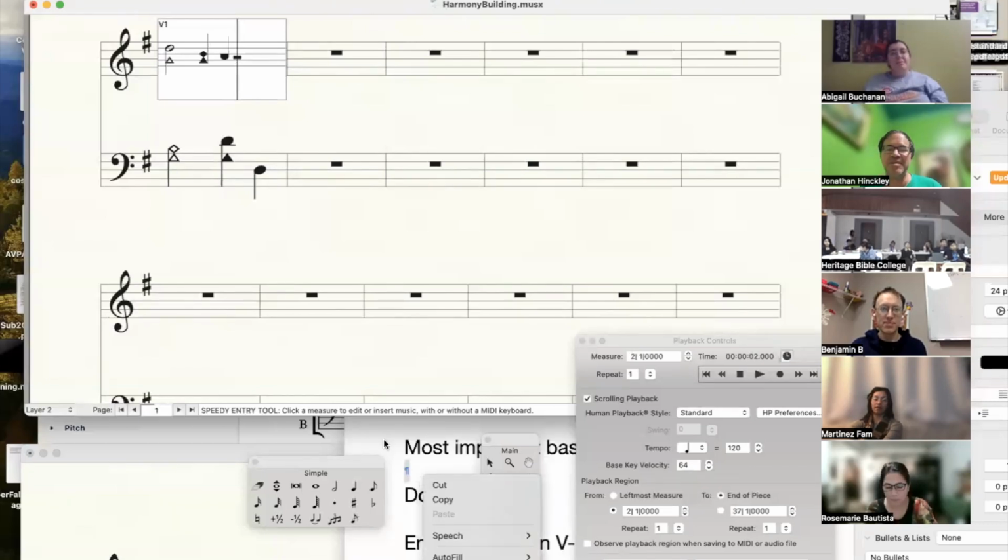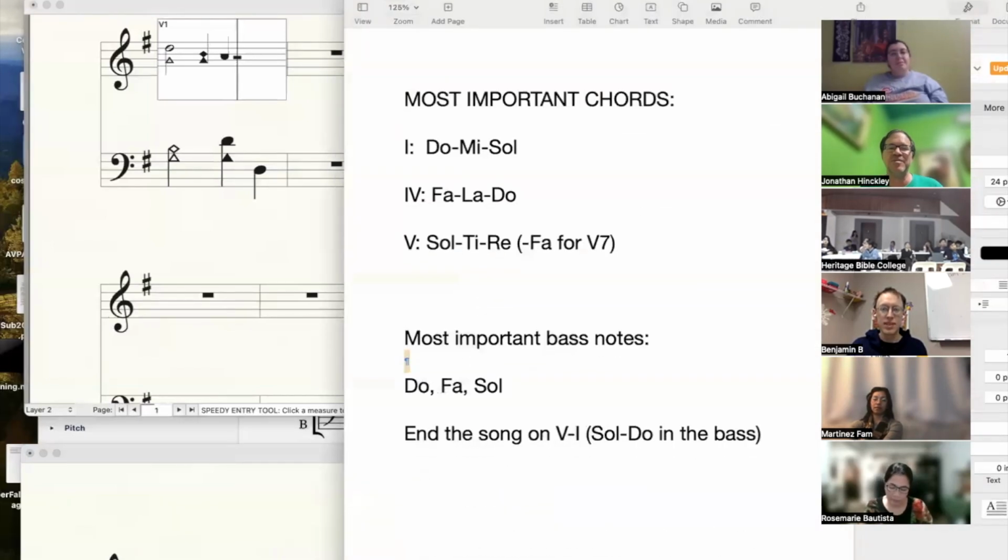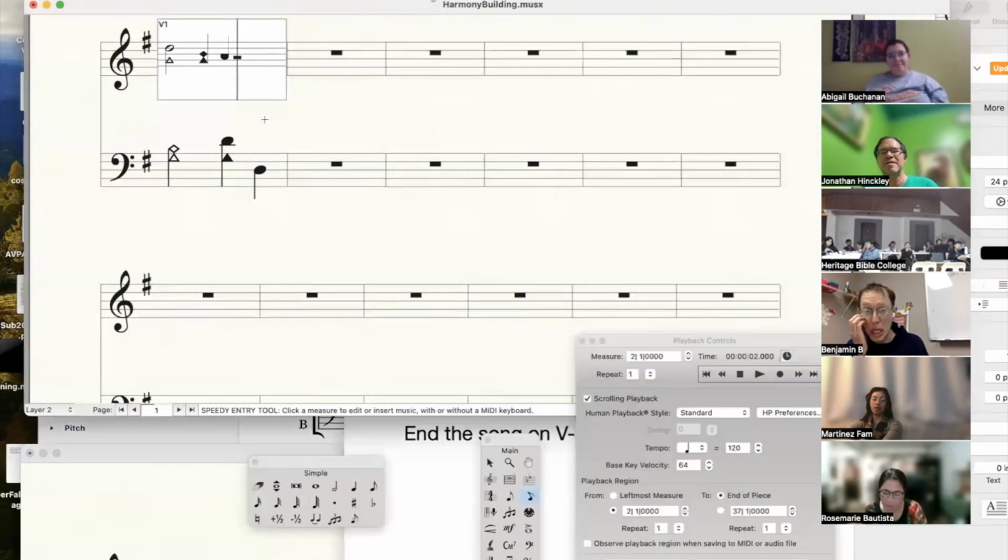Does anybody remember what the 5 chord is? Let's go back and look at it really quick. What is your 5 chord? So ti re. Then I've got in the bass I have sol. I have re here. So let's work my way down, find the next one I need. Do, ti. That's in the chord, right?